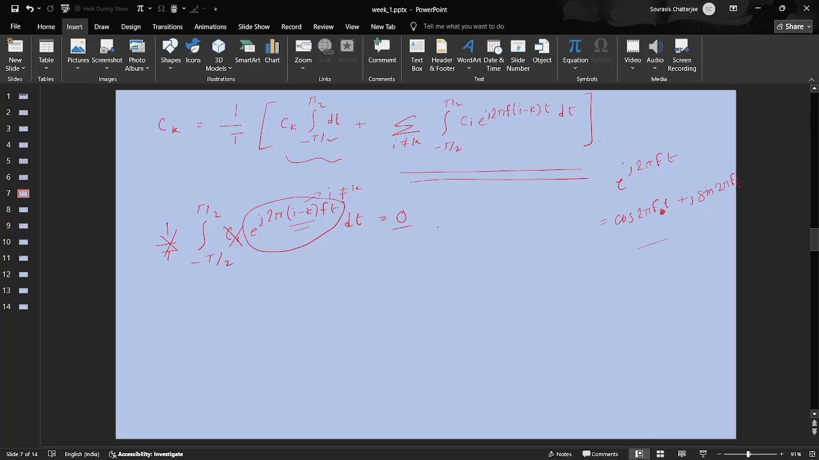Okay, let me ask you a question. This expression e to the power j 2 pi (i minus k) f t, what do you think? Is it a periodic signal or an aperiodic signal? Periodic. Okay, fine. Now I want to find its fundamental period.